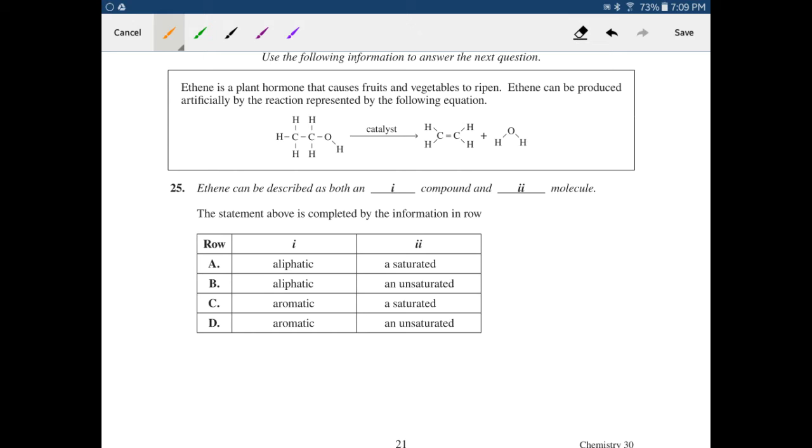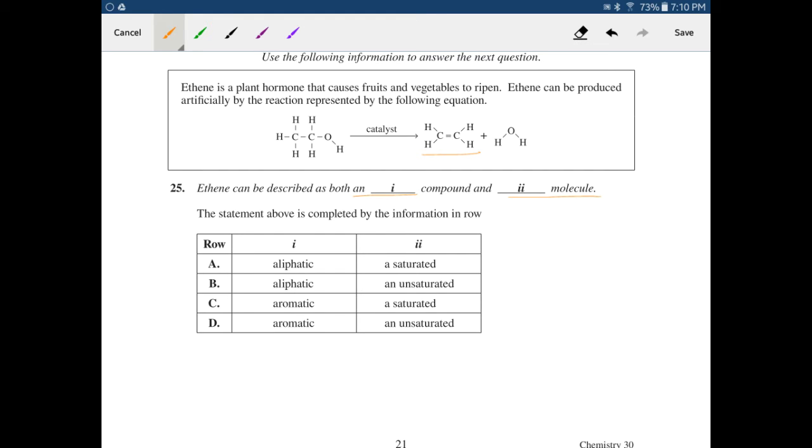Let's take a look at another example here. It says use the following information to answer the next question. We have ethene can be described as both a blank compound and a blank molecule. So we have ethene is a plant hormone that causes fruits and vegetables to ripen. Ethene can be produced artificially by the reaction represented by the following equation. So it looks like ethanol is given in a catalyst, and this is some sort of elimination reaction. We have water eliminated. Sometimes we call it a condensation reaction.